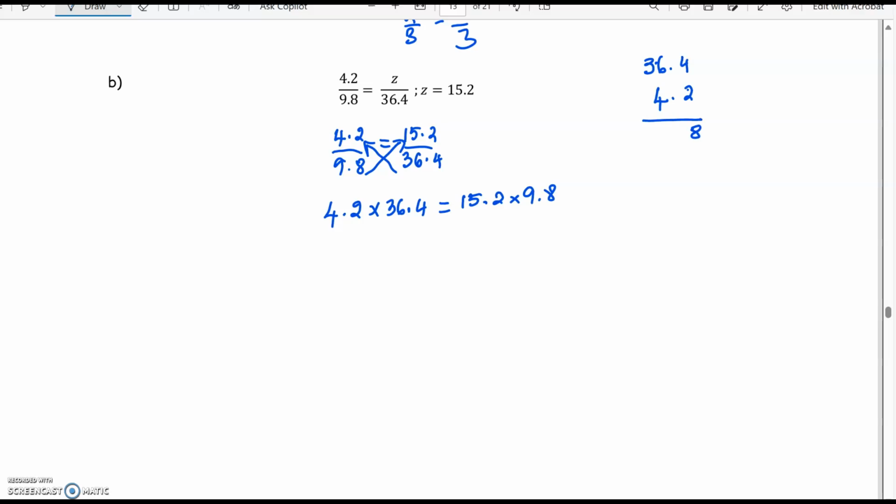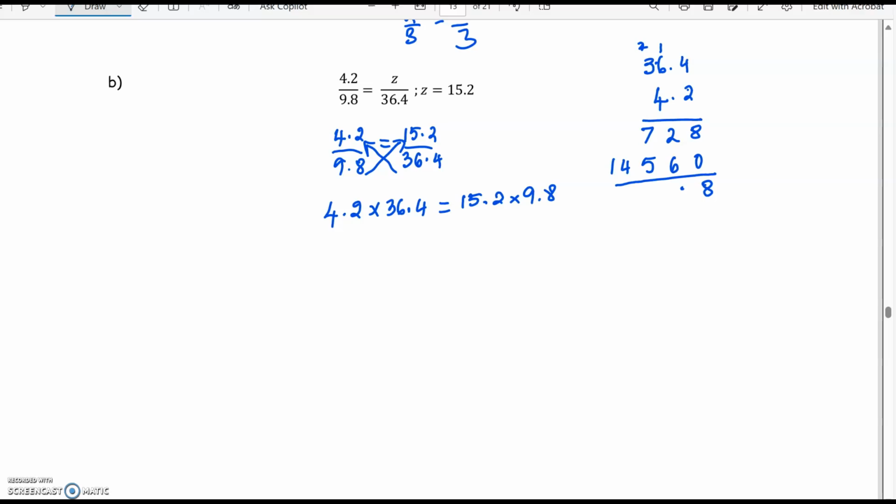We're going to ignore the decimal point for now. 4 2s are 8. 6 2s are 12. 3 2s are 6 plus 1, 7. 4 4s are 16. Carry the 1 over. 6 4s are 24 plus 1, 25. Carry the 2 over. 4 3s are 12. 13, 14.